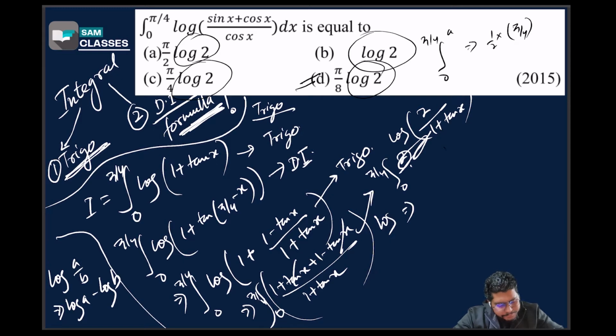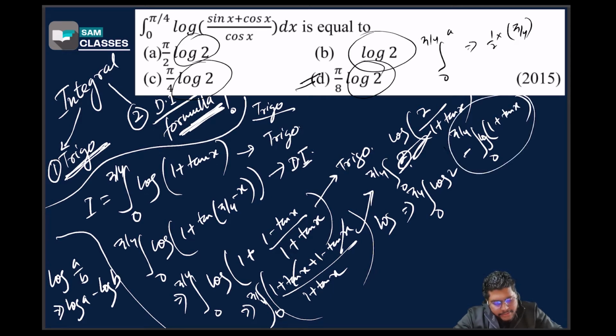So what we have? 0 to pi by 4 log 2 minus 0 to pi by 4 log of 1 plus tan x. Now see, this is only my integrand. This only I started integration with, no? Correct? I'll send it to that side. So what I'll get, students? I'll get 2I. If I send this, it becomes I.